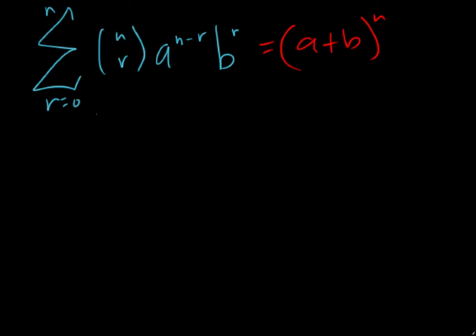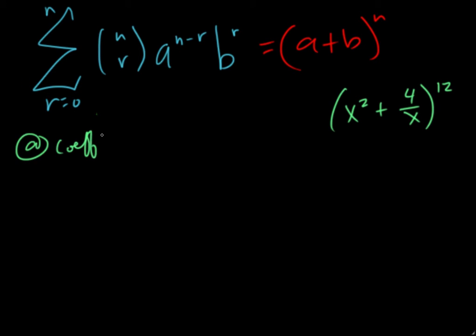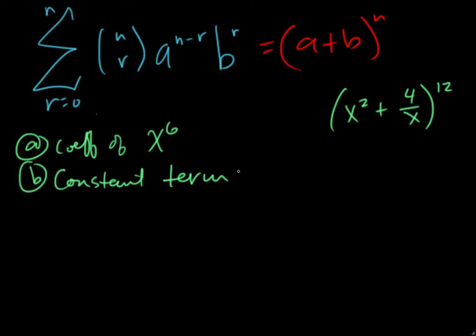Okay, the next one, we start with (x squared plus 4 over x) raised to the 12. So it wants the coefficient, part A wants the coefficient of x to the 6. And then it wants the constant term for part B.